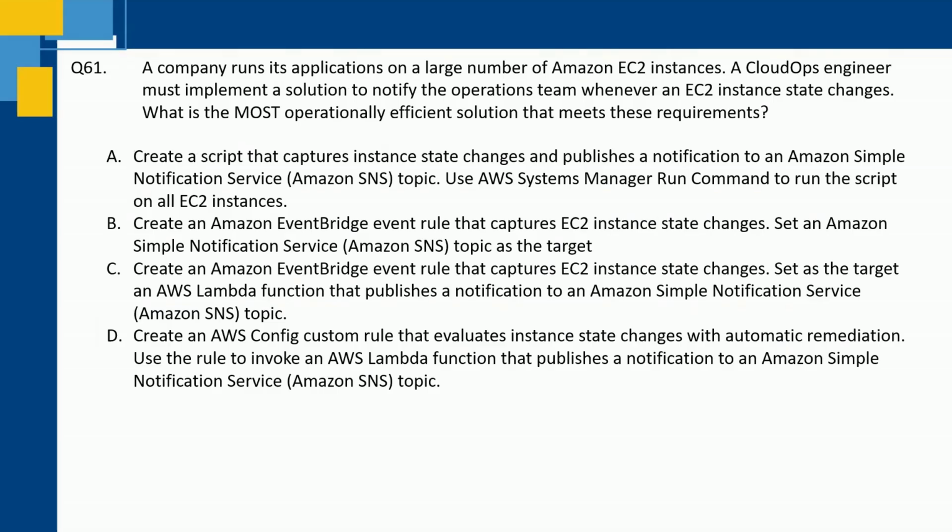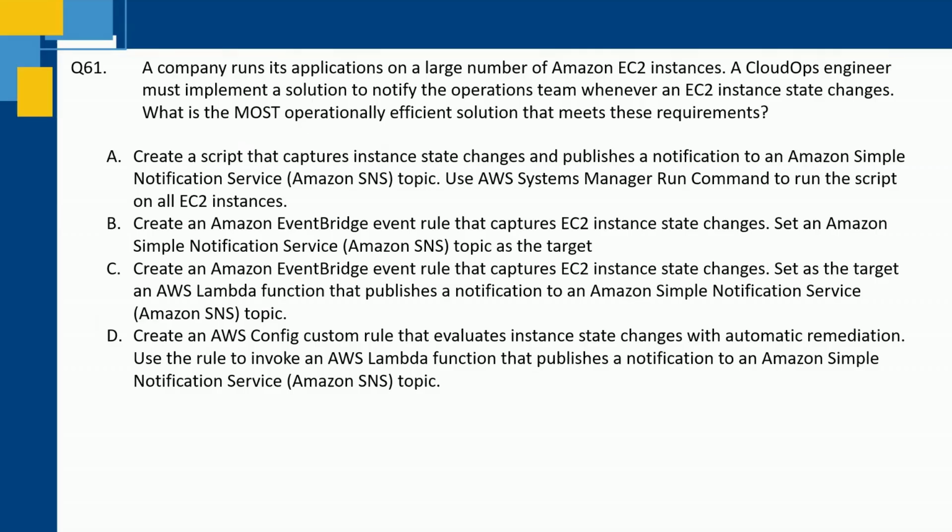Your options are: create a script that captures instance state changes and publishes a notification to an Amazon Simple Notification Service topic, and use AWS Systems Manager Run Command to run the script on all EC2 instances. Create an Amazon EventBridge event rule that captures EC2 instance state changes. Set an Amazon Simple Notification Service topic as the target.